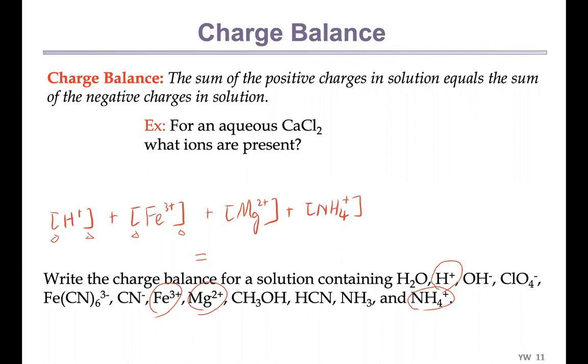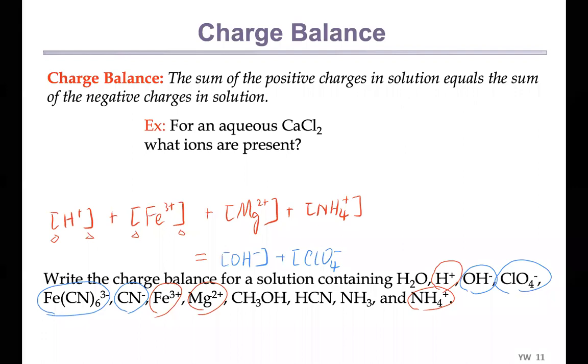And what about the anions? We have OH minus, perchlorate, ferrocyanide, cyanide ion. Okay, so we have OH minus, ClO4 minus, the ferrocyanide, and the cyanide.